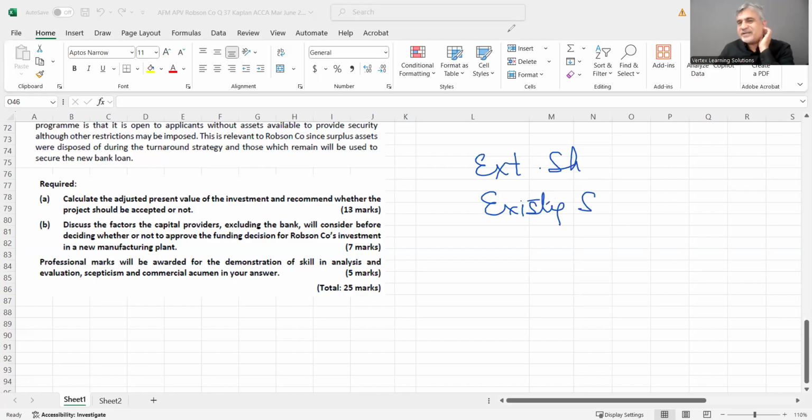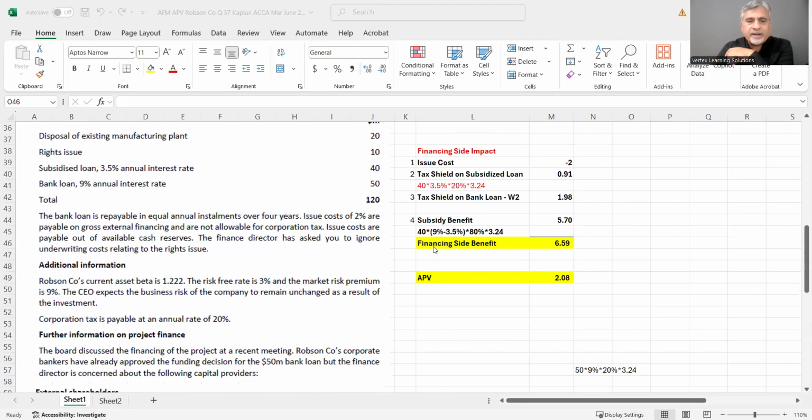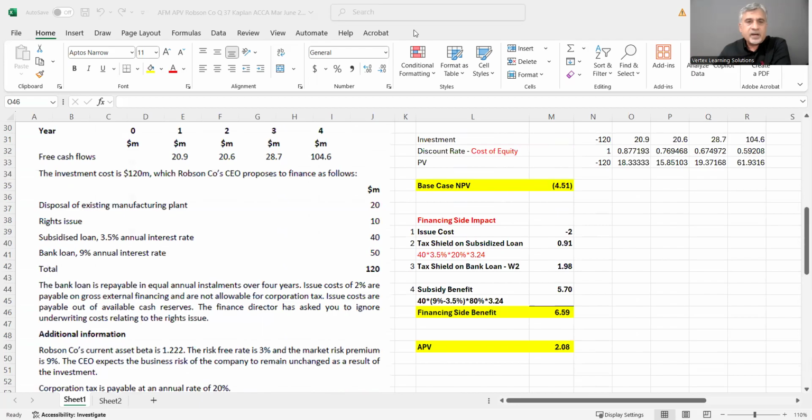And actually, not external, it should be only existing, because if we are doing an IPO, we are doing a rights issue. So let me see which are the capital providers here. The capital providers, excluding bank, are this one, the rights issue and the subsidized loan. So it means that these are the existing shareholders. This is about the government. So what are the factors they would consider before they do this funding?